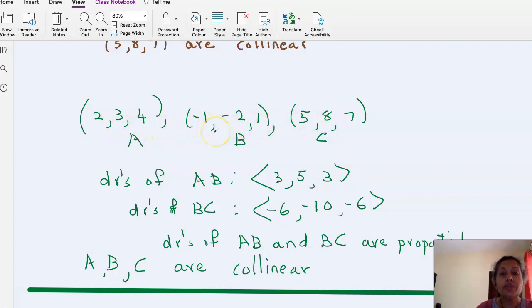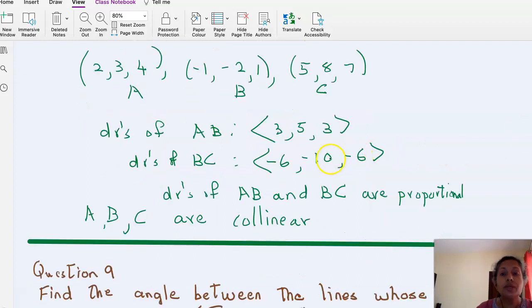Direction ratios of BC will be -6, -10 and -6, and you are given that they are collinear, so the direction ratios are proportional. So 3 into -2 is -6, 5 into -2 is -10, 3 into -2 is -6. So everywhere if you multiply the direction ratios of AB by -2, you get the direction ratios of BC. So the direction ratios of AB and BC are proportional, so A, B, C are collinear.